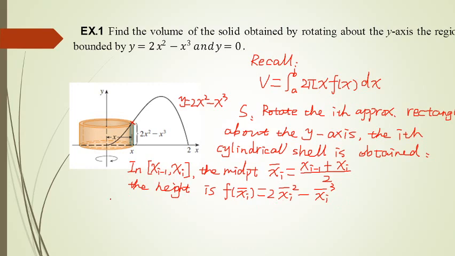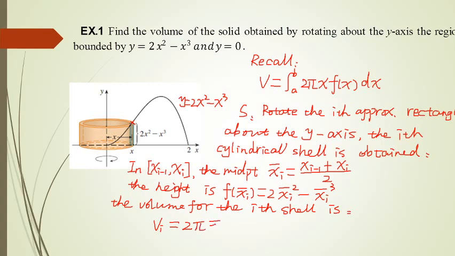For the i-th shell, we can obtain the volume. The volume for the i-th shell is V_i equals 2 pi x_i bar times f(x_i bar) times delta x, of course. Delta x is (b minus a) over n, right? Like that. Why do we need to work out the formula for the i-th shell?